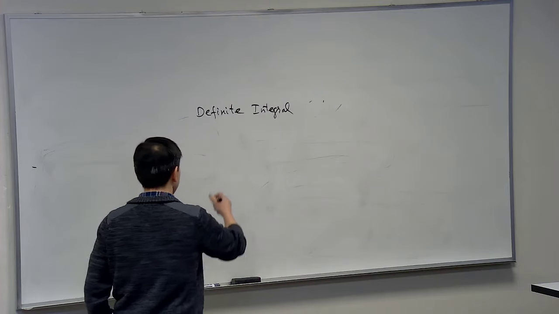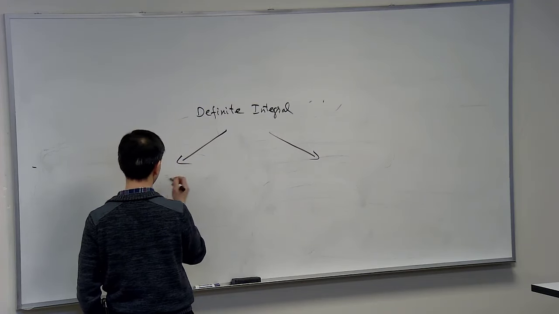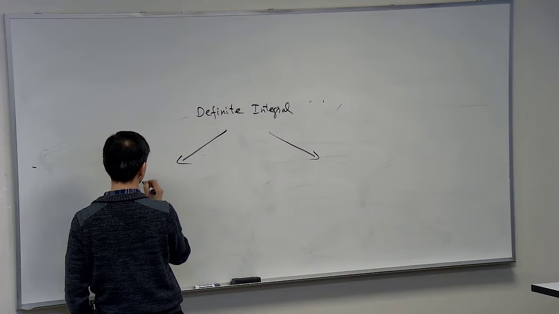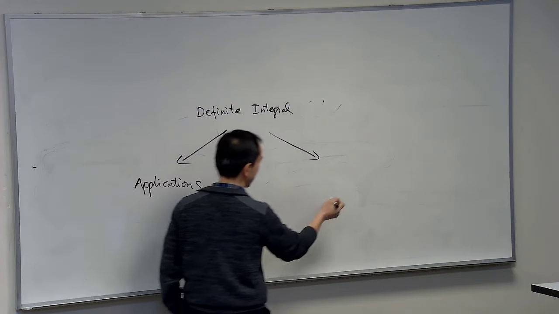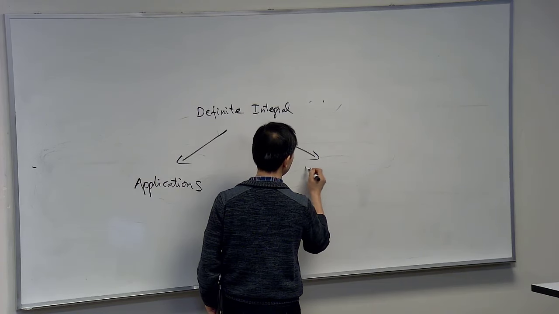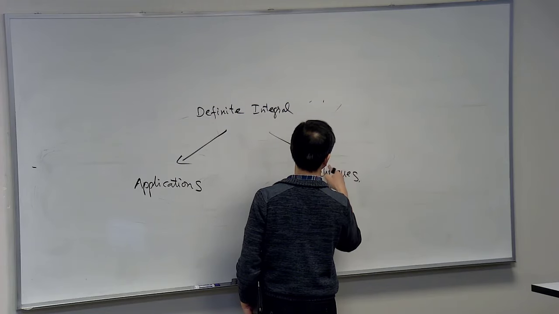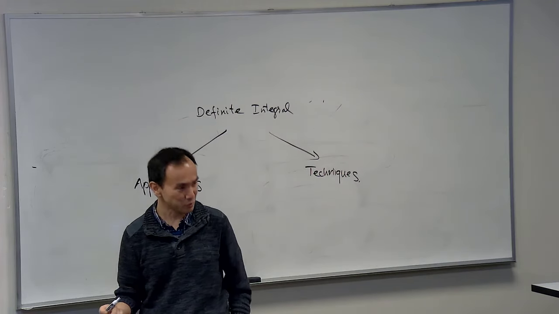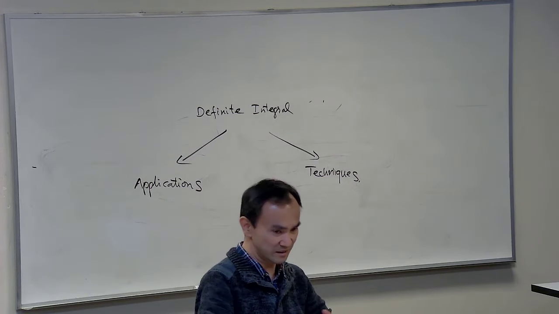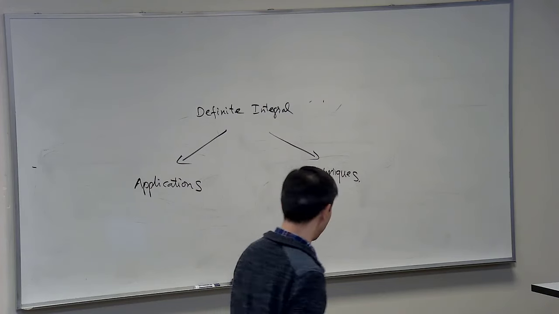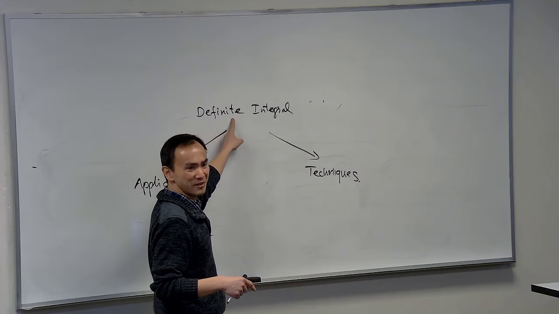So from that point on, at some point in the quarter, we will always have two different branches of work: doing applications. We're going to spend some time doing applications, and then we're also going to spend some time just learning technique. The substitution method was also a technique to find antiderivatives, but that was just the beginning, and then we put a pause on that for a little while. Now we're going to step over to really find what's good, what's useful about definite integrals.